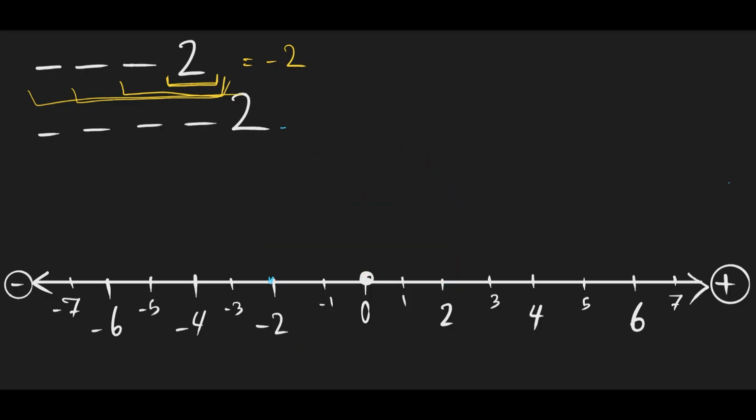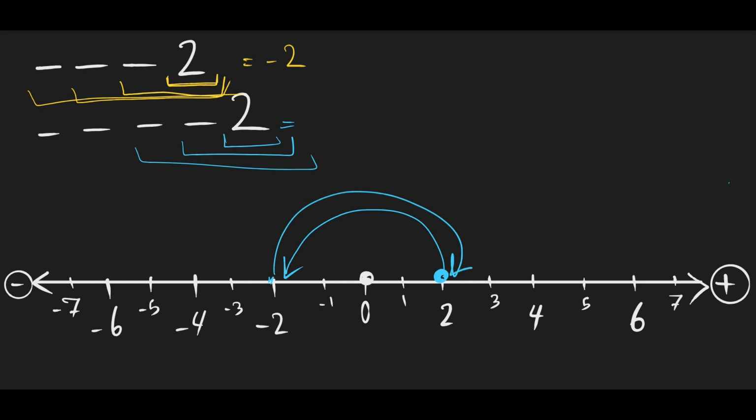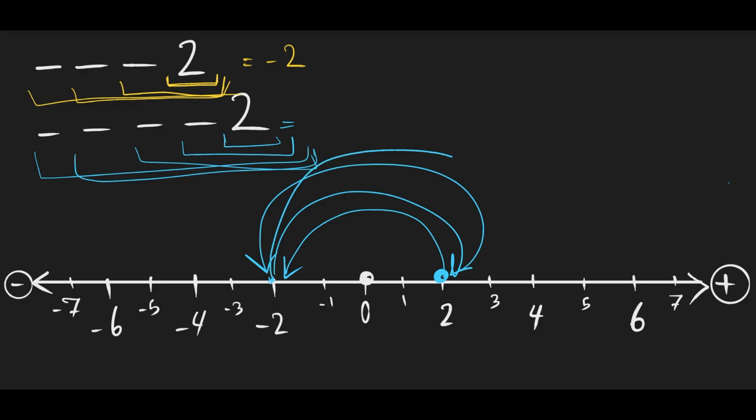So for the second example here, we do the same. We have positive 2. We go for the opposite, and this is the first negative sign. The second negative sign, another opposite. The third negative sign, another opposite. And the last negative sign tells us to go another opposite for negative 2. And here we are, we end up at positive 2.